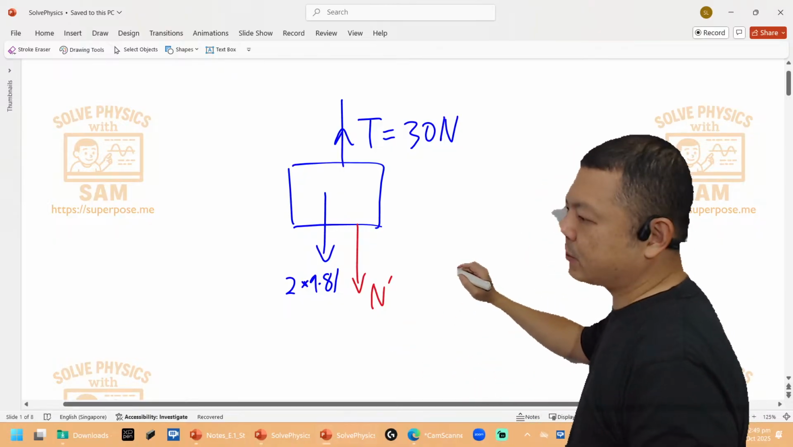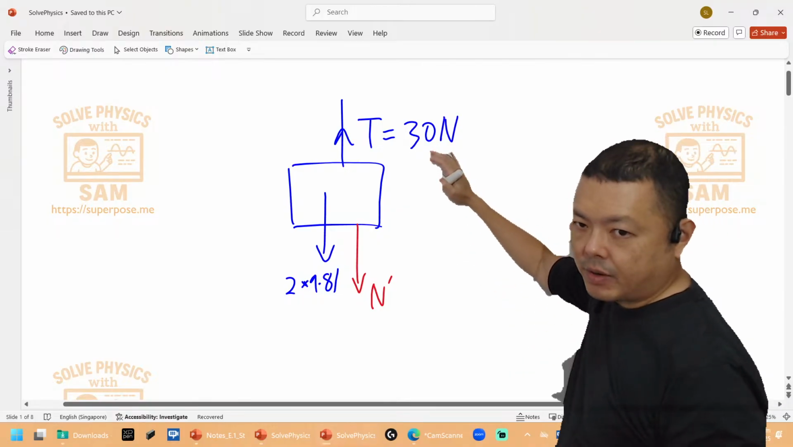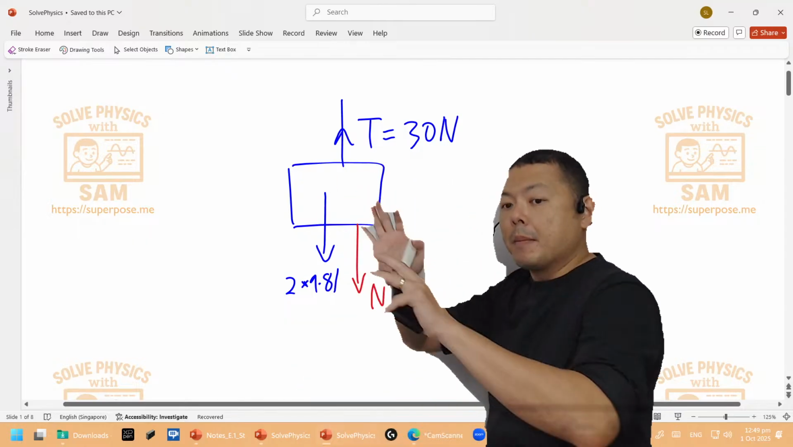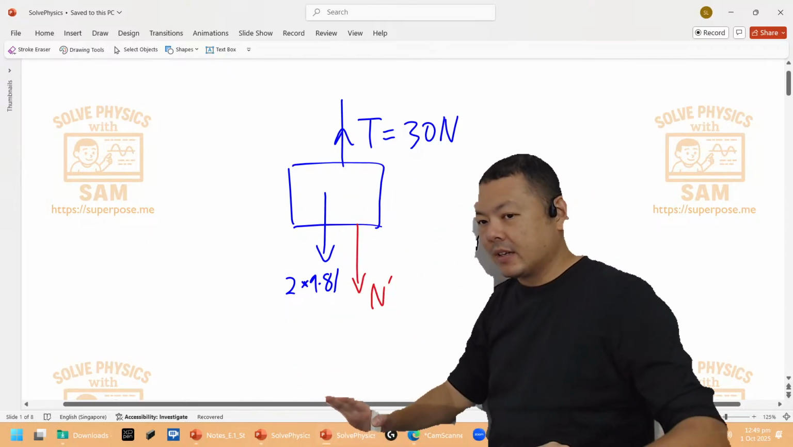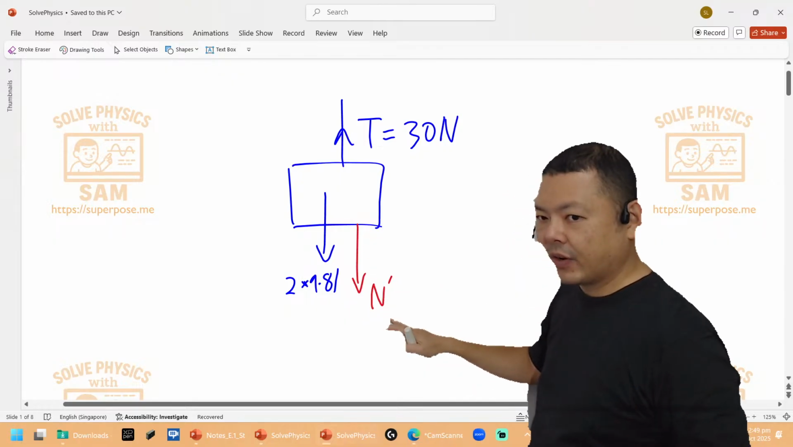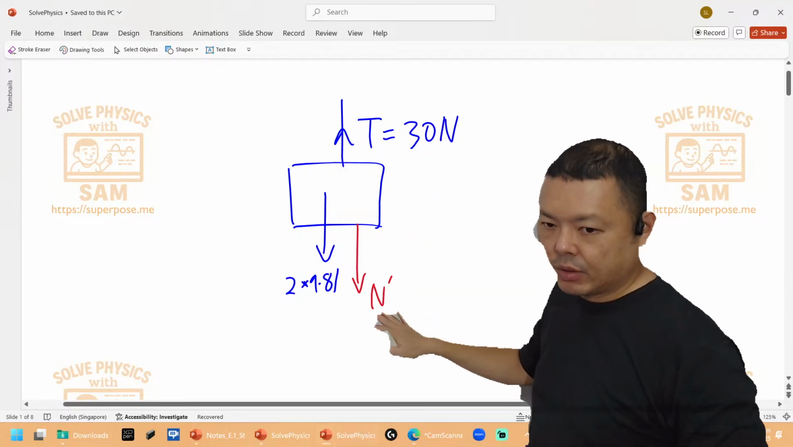Now, of all the forces, which one's the biggest? Yeah, it still has to be this 30 newtons, right? Because it has to be big enough to overcome this and this to help the crate accelerate upwards. But notice how I ignore the present, right? But the present is still inside. It's just that it's in the form of this force. So when you isolate the crate, this is how the forces look like.